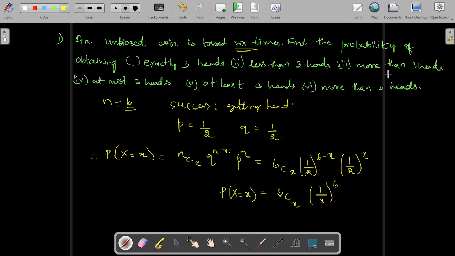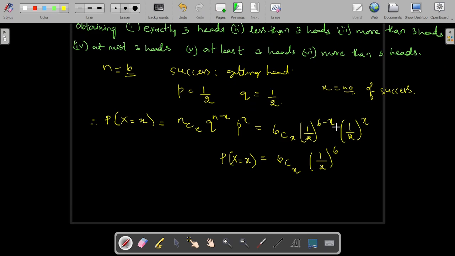Now go to the questions one by one. Small letter x means what? Number of successes. That changes based on our requirement. So in the first case, exactly 3 heads means small letter x equal to 3. Less than 3 heads means x is less than 3, so less than 3 means x equal to 0, 1, 2, like that. So let us do that one by one.